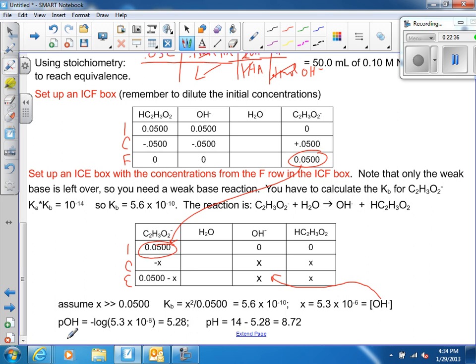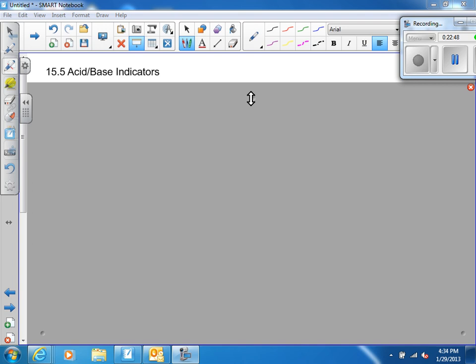So I can get my pOH from my OH, my hydroxide right here. Here's my pOH, which gets me my pH, which is what I was looking for, and I'm done with that problem. Last topic du jour. That means of the day.